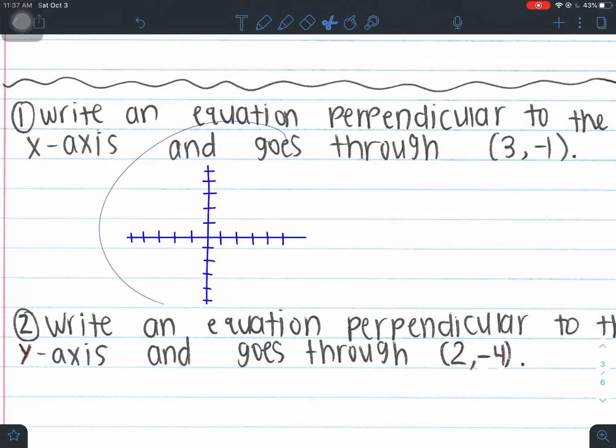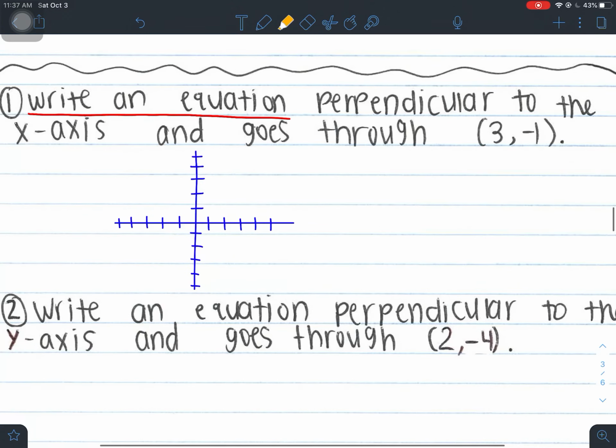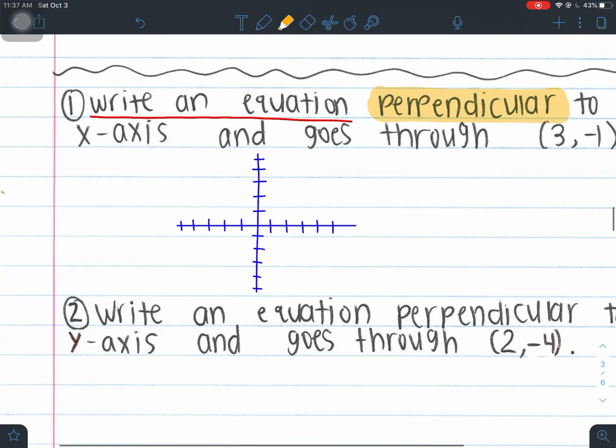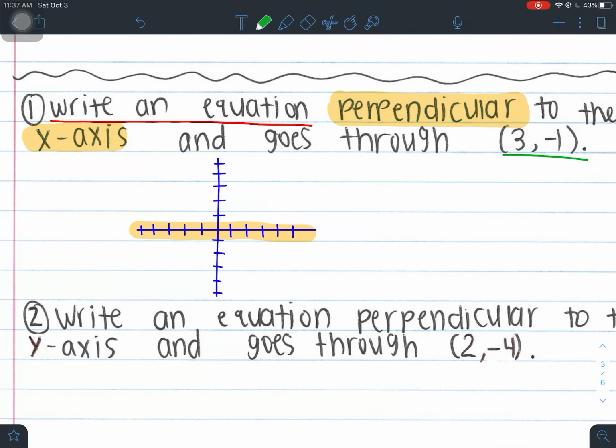Okay, I'm going to go ahead and copy this. Okay, so I already have my graph. We're asked to write an equation, so I want to make sure that at the very end I have written an equation. Don't just draw the picture and then not actually write an equation. Now you want this to be perpendicular, so it should cross whatever they want you to have it cross. They want it to be perpendicular to the x-axis. So I'm going to highlight my x-axis real quick, so I know that it has to be perpendicular to that one. Okay, and then they want it to go through the point (3, -1).